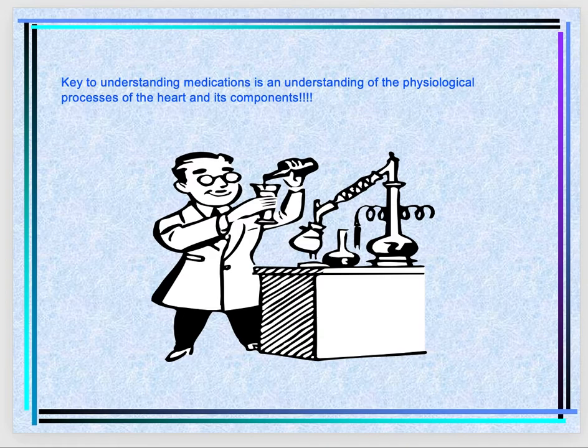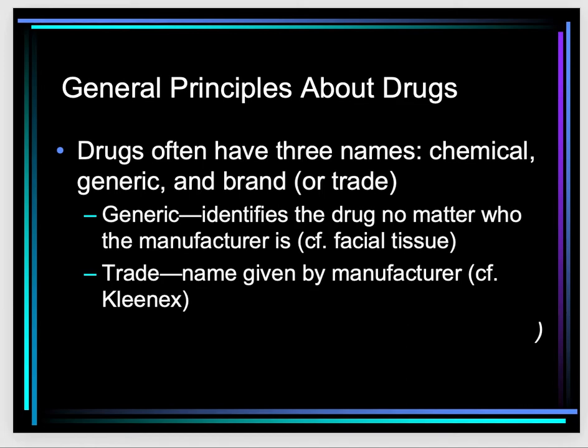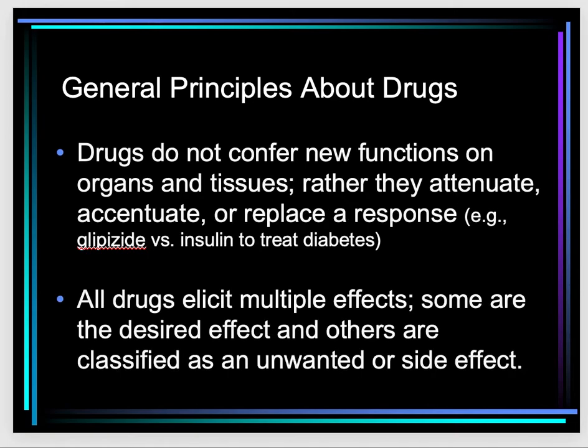is we're not prescribing medicine, but we're looking up the medicine and understanding the physiology process of what the medicine or what that chemical is doing in the body. So when you take a look at the general principles about basic pharmacology or drugs, they often have three names: a chemical name, a generic name, and a brand name, or the trade name, the kind of name you see advertised on television. The generic name identifies the drug no matter who the manufacturer is, such as facial tissue, right? That's the generic, facial tissue. The trade name that you know it as might be Kleenex, right?